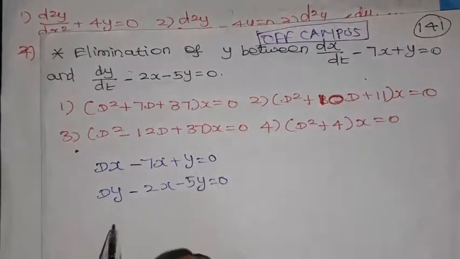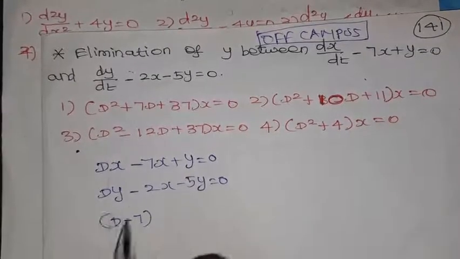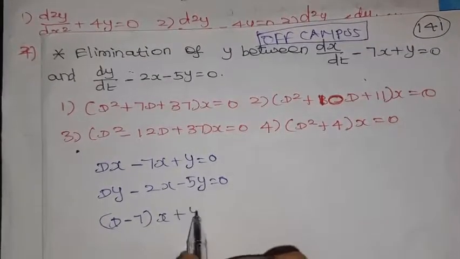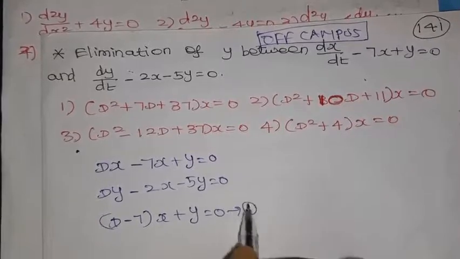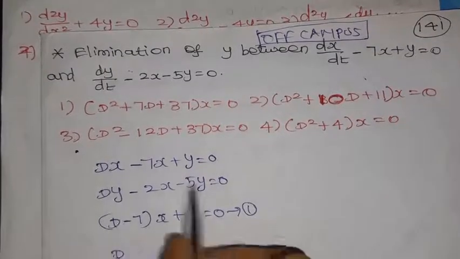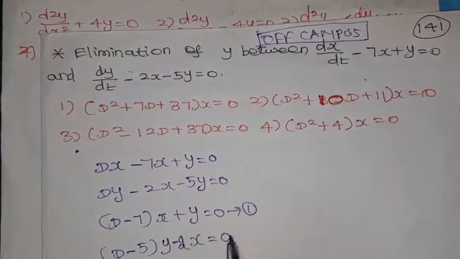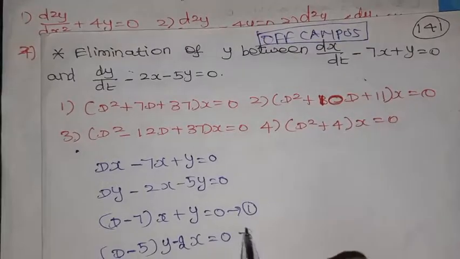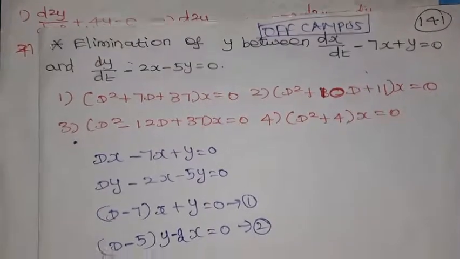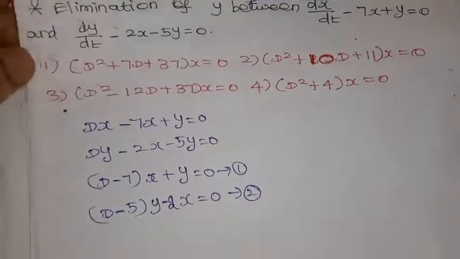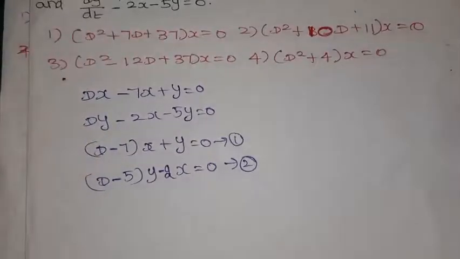How can we rearrange? (D minus 7) into x plus y equal to 0. Say it is equation 1. For this, (D minus 5) into y minus 2x equal to 0. Say it is equation 2. Now we are going to solve these equations and we should eliminate y. We'll see how.